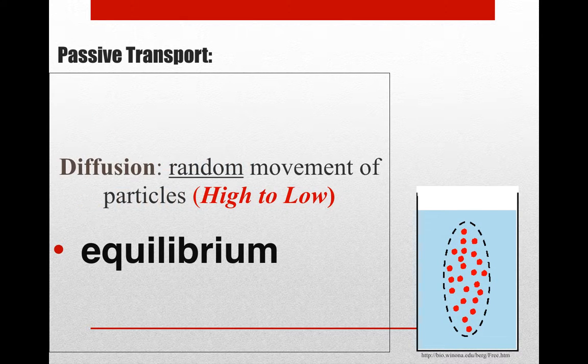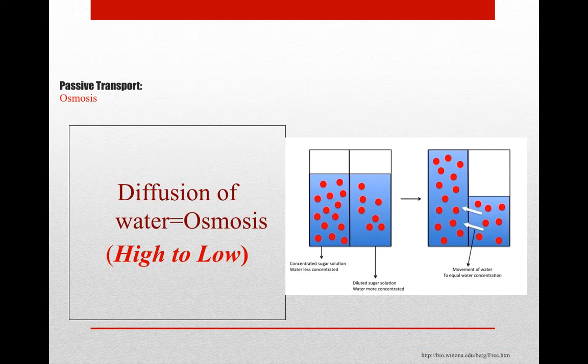So diffusion is a random movement from high to low until equilibrium is reached, and equilibrium is the point in which the concentration is the same on both sides of the membrane. Diffusion of water is known as osmosis, and again, that's from that high to low.